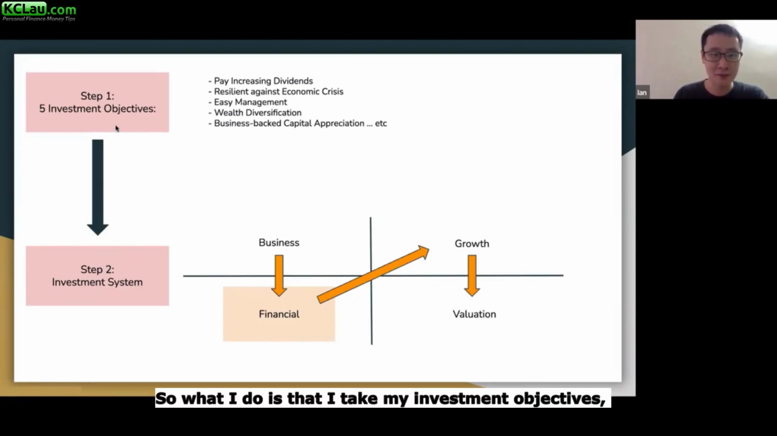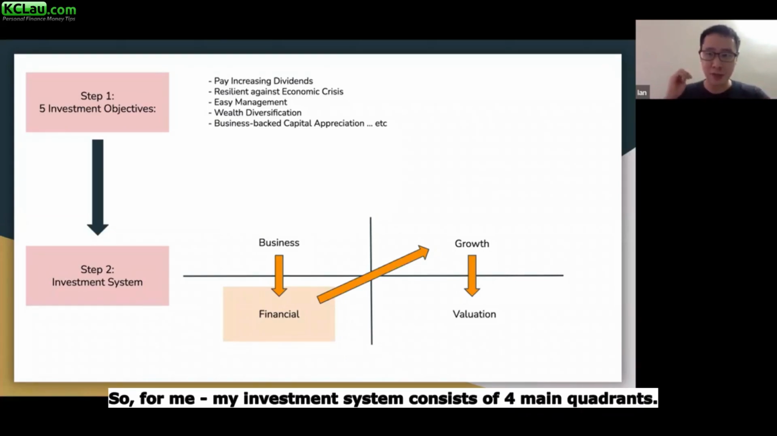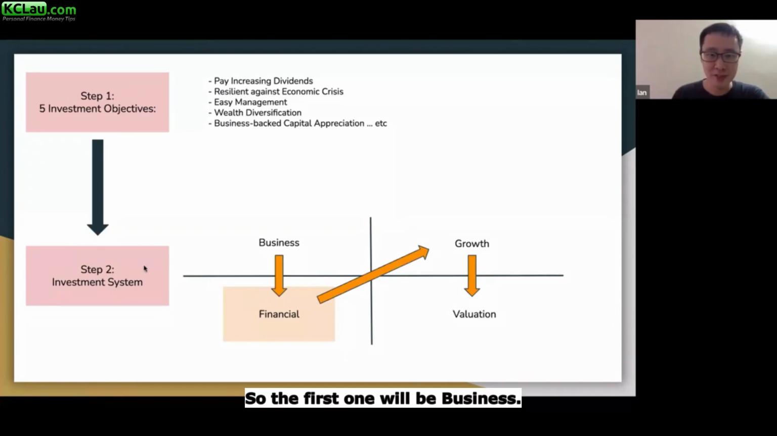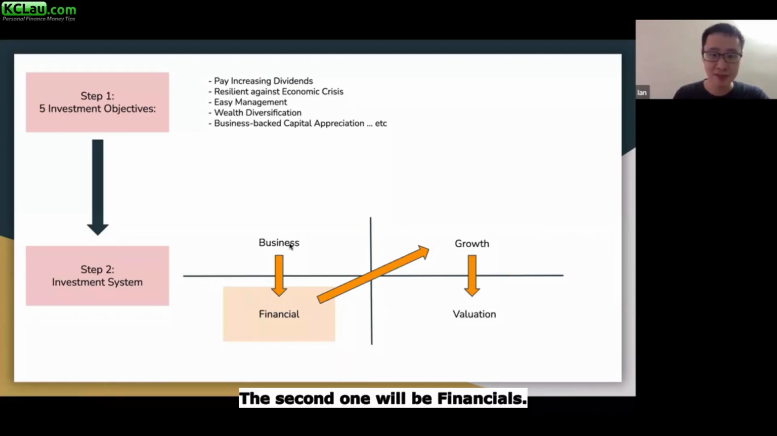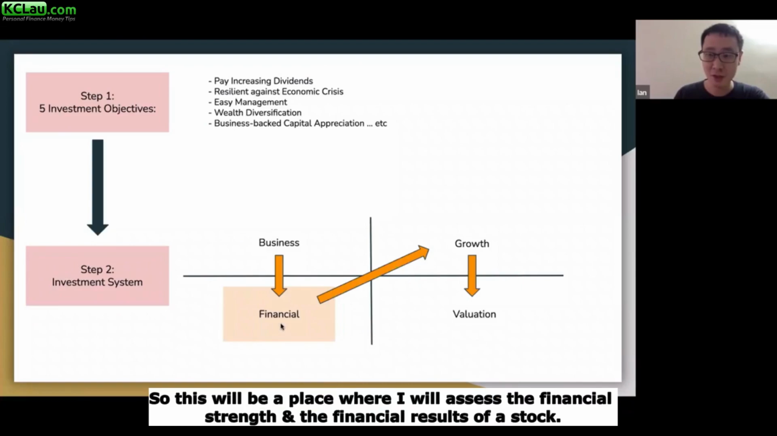So I take my investment objective, then I move into step number two, which is the investment system. This system will consist of 4 quadrants. I make it very simple because I tend to do things a bit simple, but it's very structured and very systematic. The first one is business, where I assess the business model of the stock. The second is financial, where I assess the financial strength and the financial results of the stock.